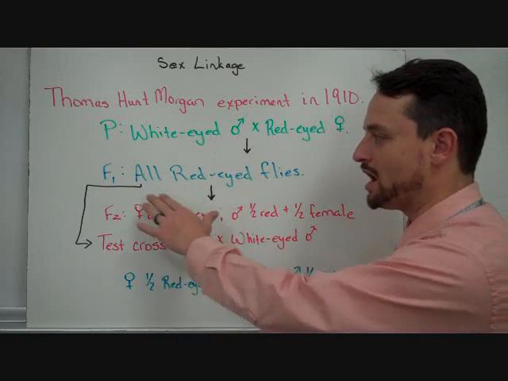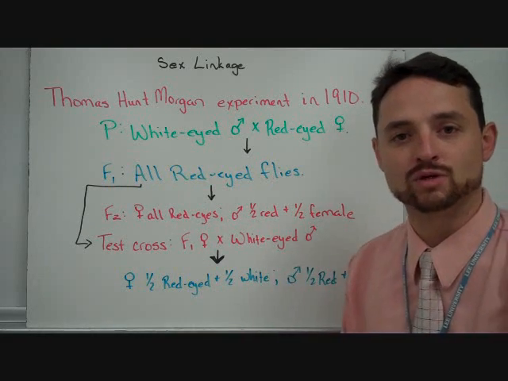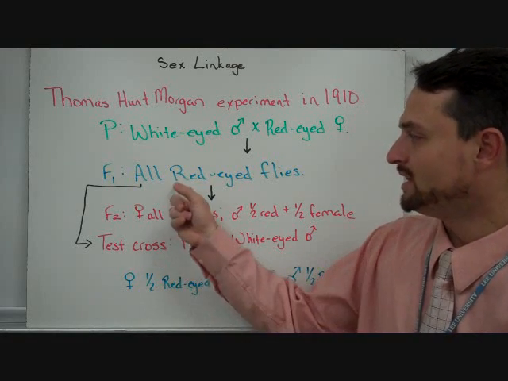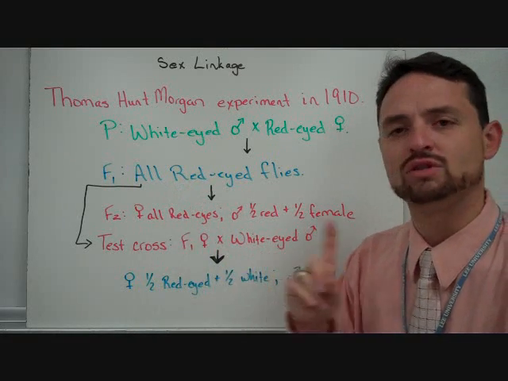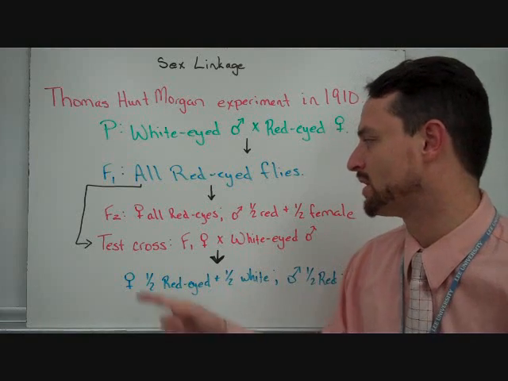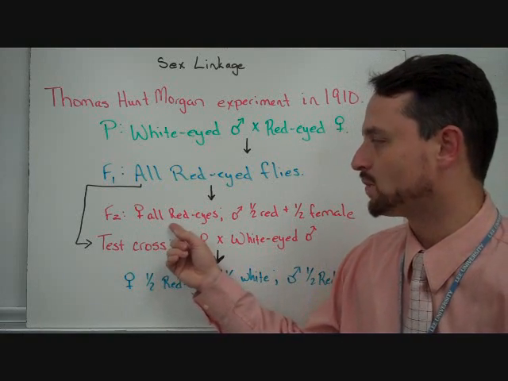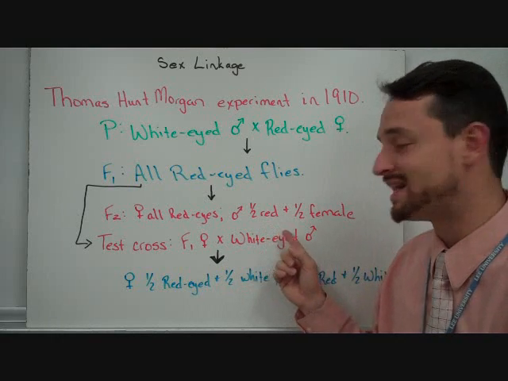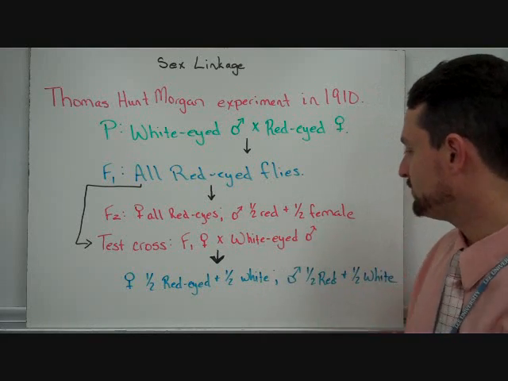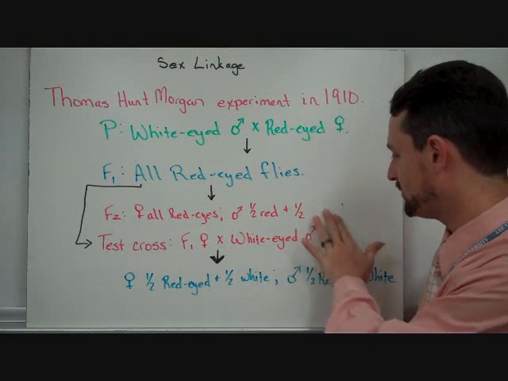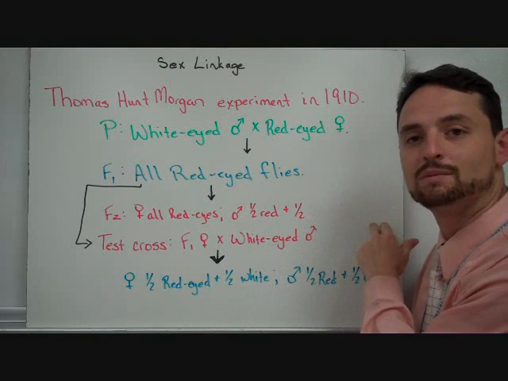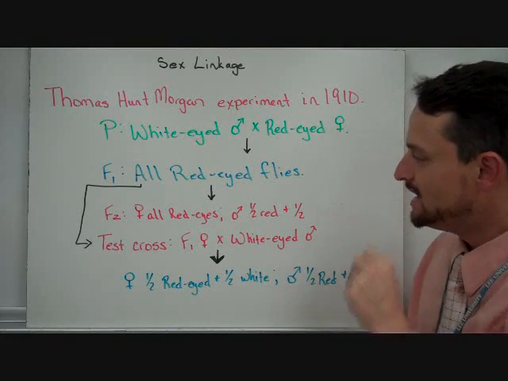What he noticed is that all the F1s were red-eyed, which is exactly what you would expect to see. Then when he let them reproduce into the F2, that's where things started to get different, because he noticed that the females were all red-eyed, whereas the males, half of them were red-eyed and half of them were white. That should be white, not female. Sorry, I messed up there. So imagine half of them red, half of them white, not female there. Sorry about that in your notes.